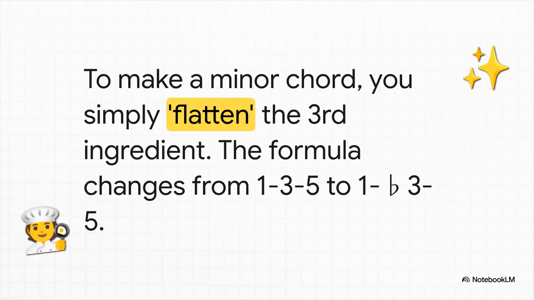And here's the real power of thinking this way. Want to change that happy major chord into a sad minor one? You just tweak one ingredient. You flatten the 3rd note. That just means you lower it by 1 little step. So the recipe goes from 1, 3, 5 to 1, flat 3, 5. That's it. One tiny change in the recipe, and you get a completely different flavor.